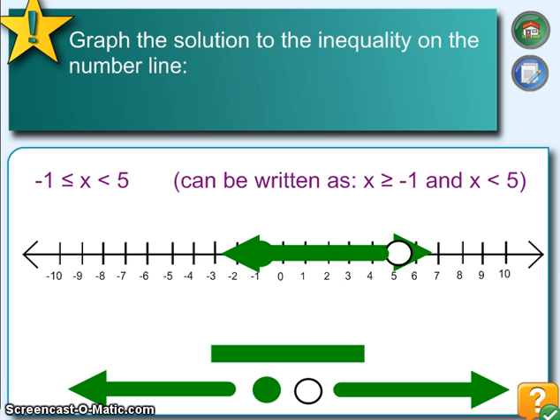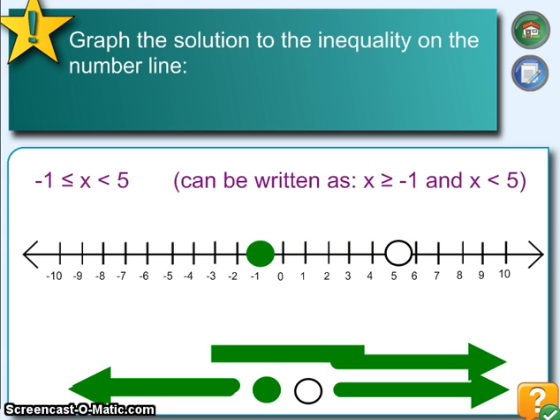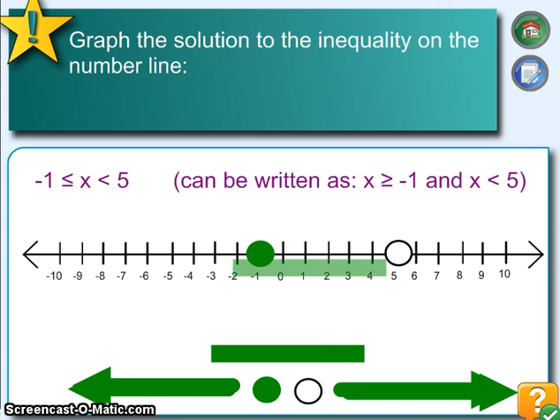But again, as I just said in the previous slide, really we wouldn't have any arrows here because we only want what's in between. So I'm going to get rid of those arrows, and I'm going to replace it with my solid line. So we should have our open circle at 5 and our filled in circle at negative 1 shaded in between.